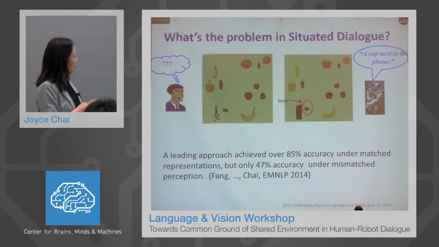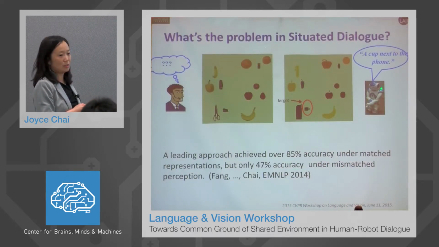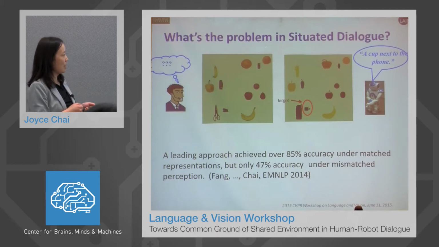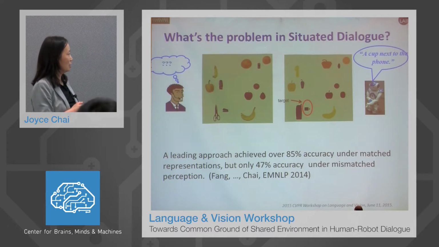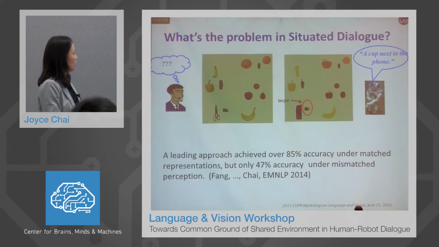But what happens in human-robot dialogue is that the robot has an impoverished representation. For example, if the robot wants to talk about this object, it would say a cup next to the phone, and the human would have no idea what the robot is talking about. In fact, we did this investigation. A leading approach can achieve over 85% accuracy under matched representation, but would only achieve 47% accuracy under mismatched perception. This performance drop really motivates a new method for referring expression generation.